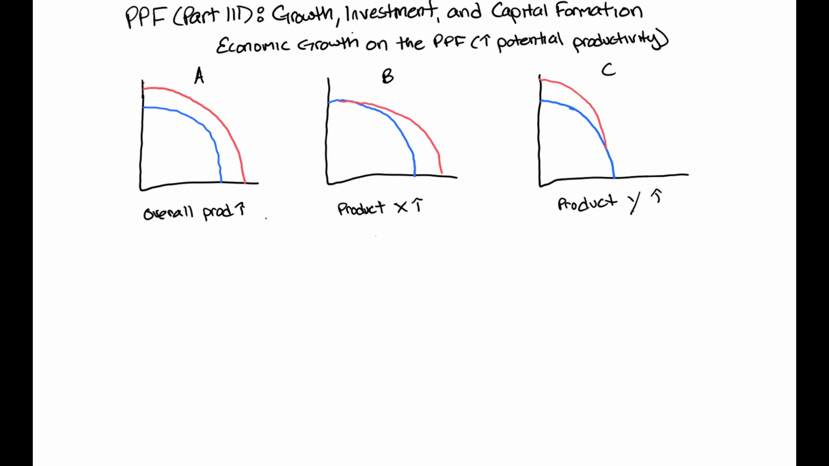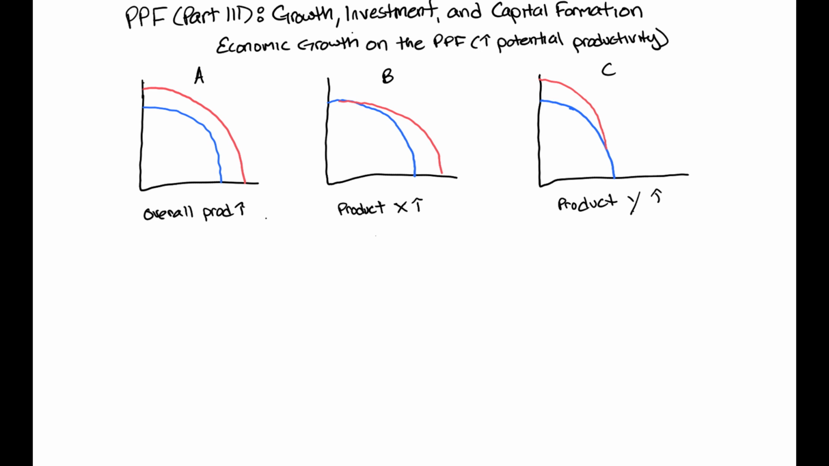For level A, if you have an overall increase in productivity across the economy, so your workers become more productive or something, you'll see an increase in the potential to produce both of your products. This isn't always the case, but this is the most common way the AP exam shows growth on the production possibility frontier. However, that's not the only way they can do it.